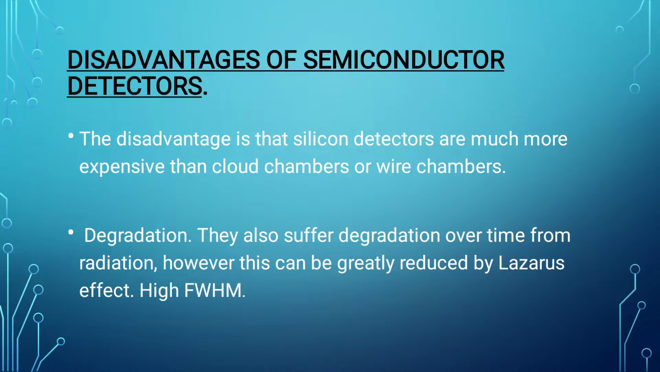Disadvantages of semiconductor detectors. The first disadvantage is that silicon detectors are much more expensive than cloud chambers or wire chambers. Second disadvantage, degradation. They also suffer degradation over time from radiation. However, this can be greatly reduced by the Lazarus effect. Another disadvantage is high FWHM.